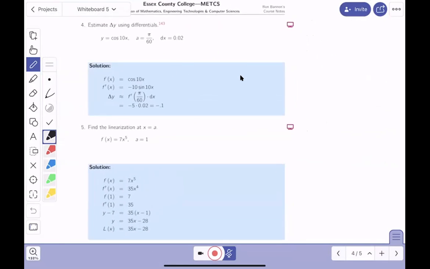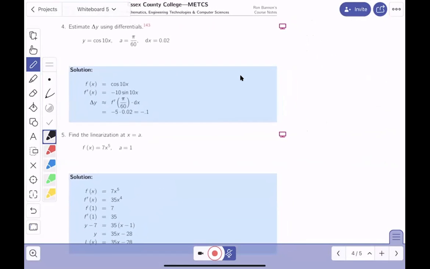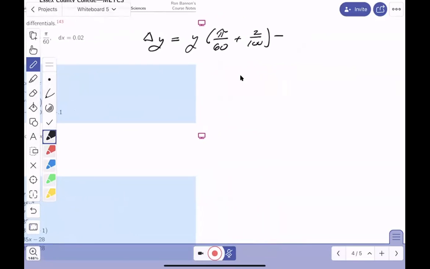All right. This one says, oh, this is different notation. This is delta y. So delta y is going to be y evaluated at pi over 60 plus 2 100ths, minus y evaluated at pi over 60.